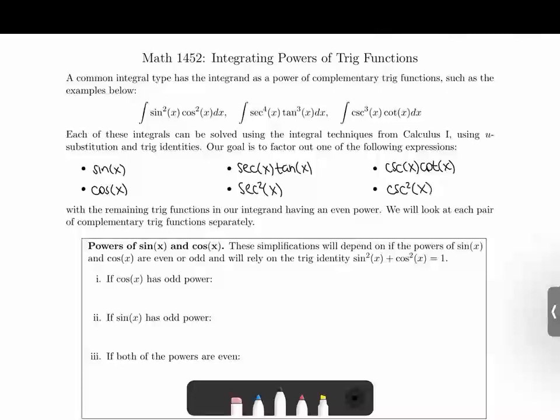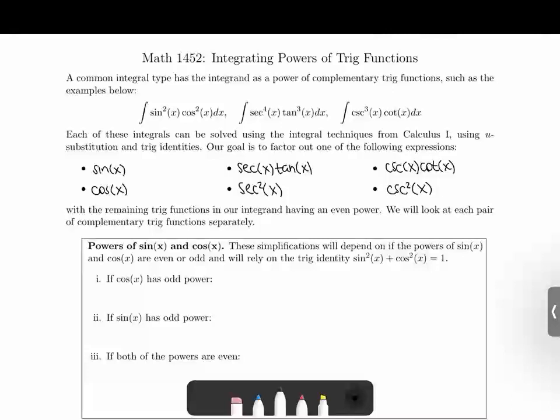So thinking about, okay, we can use the strategies from Calculus 1. These 6 expressions have something in common, and it's that they're derivatives of the 6 basic trig functions. The derivative of cosine is negative sine, but we can just factor out a sine, and that'll be fine. The derivative of sine is cosine. The derivative of secant is secant tangent. The derivative of tangent is secant squared. The derivative of cosecant is, up to a sign, cosecant cotangent, and the derivative of cotangent is cosecant squared.